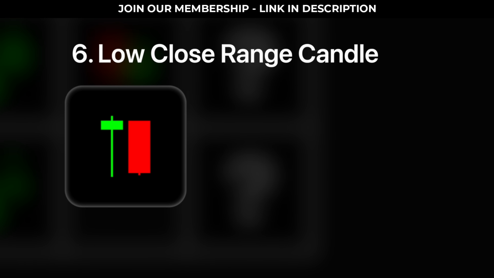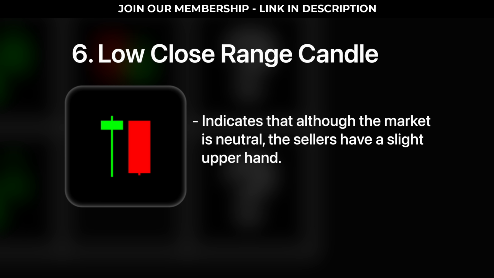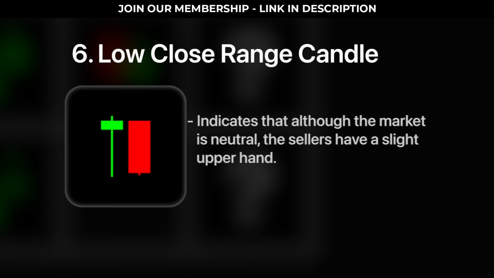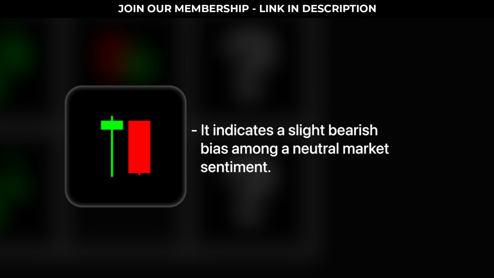Number 6. Low close range candle. As the name suggests, it's a pattern where the current candle close is inside the previous candle range, but the close is in the lower third of its current range. It indicates that although the market is neutral, the sellers have a slight upper hand. This is because the sellers were able to push the prices down and close near its lows. It indicates a slight bearish bias among a neutral market sentiment.